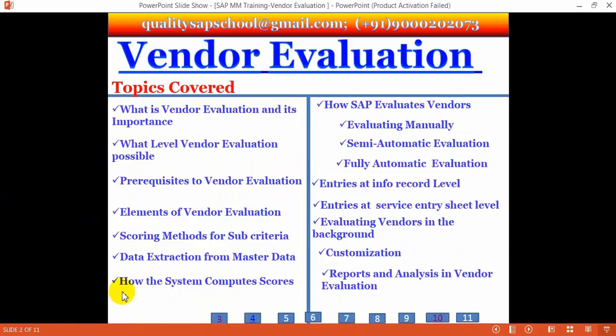Now we have seen how this system computes the score. Let us see how SAP evaluates vendors, whether it can be evaluating manually, semi-automatically or fully automatically. That we will see.